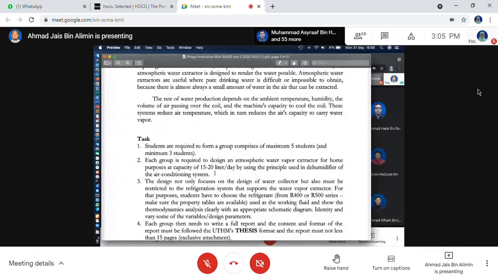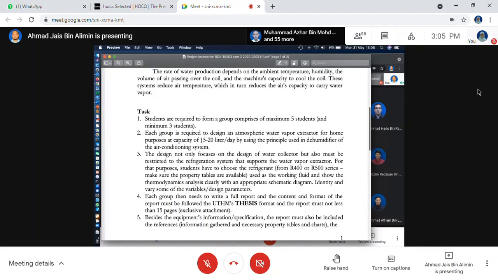You already formed your team in April last month, so this one has been done. Next, we have this today. This is the requirement for the system, 15 to 20 liters per day. And this is the kind of refrigerant that you may want to consider.